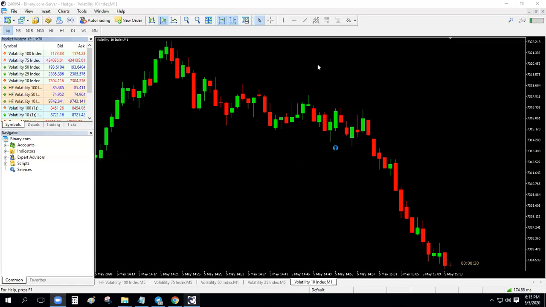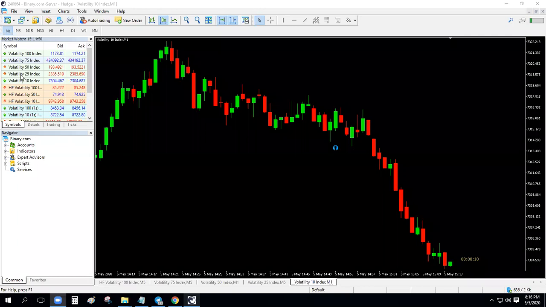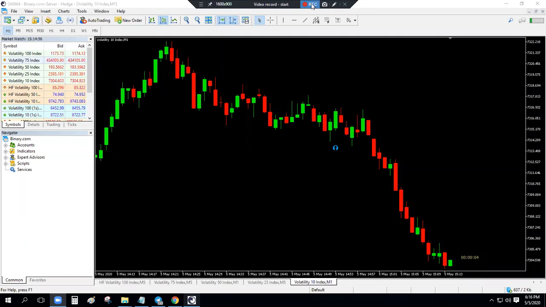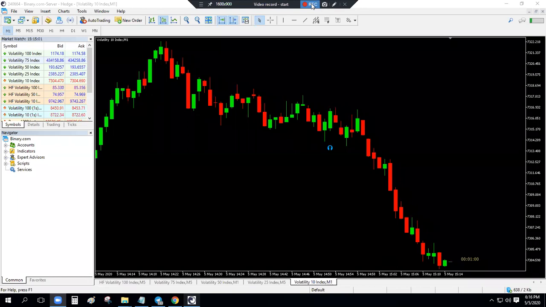Let me just see, maybe there's some more people coming in or something. It's okay. Guys, I'm asking, can you confirm you have these assets displayed on your MetaTrader 5? Hello?